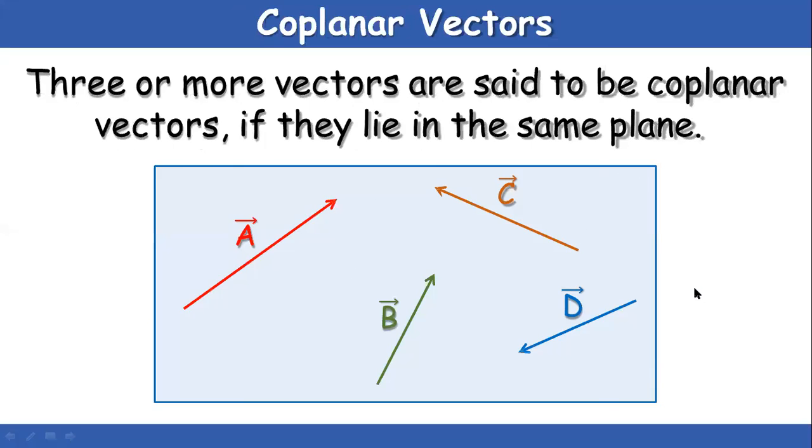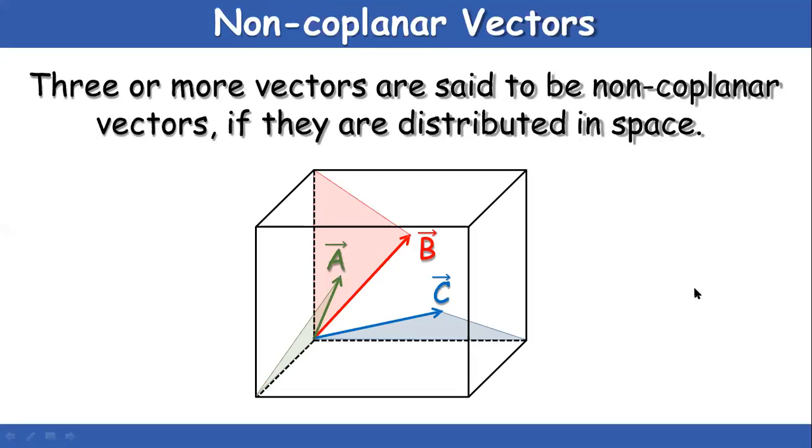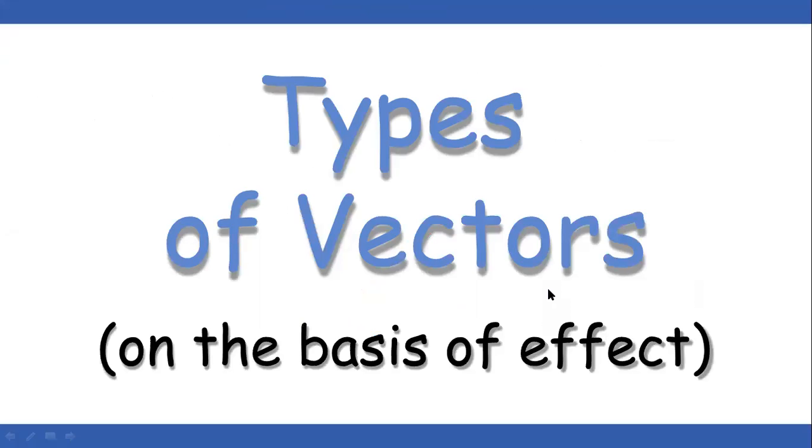Then the next is exactly opposite to coplanar. Another is the non-coplanar vectors. These are not lying in the same plane, but they are distributed in the same space. If you see A, B and C, these three vectors are called non-coplanar vectors.